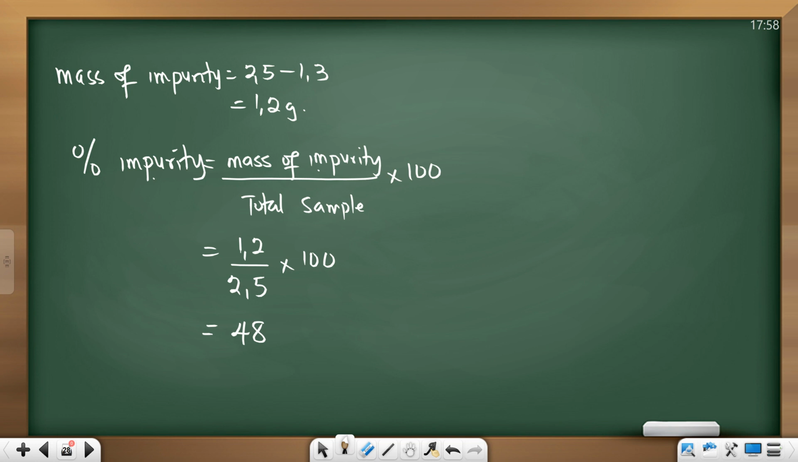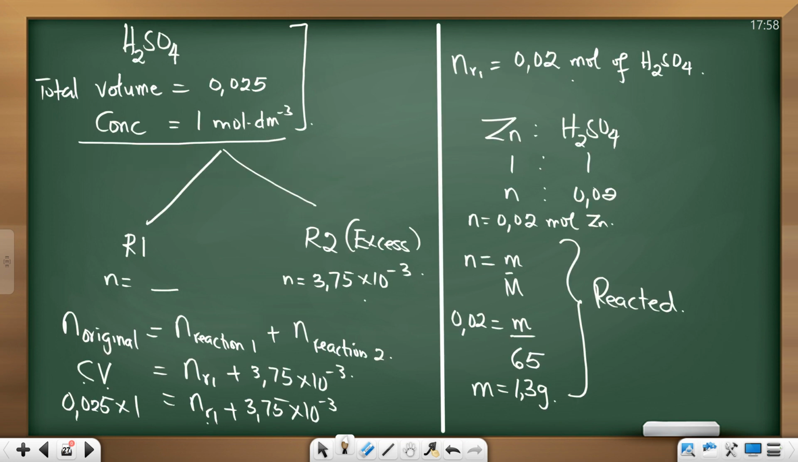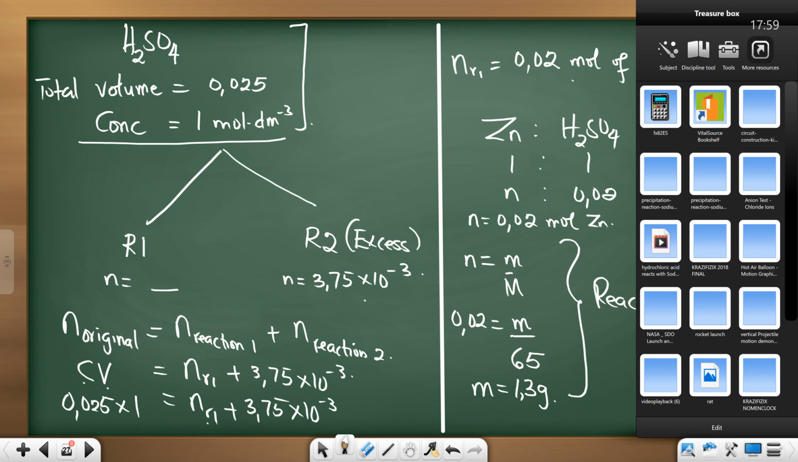48. Oh, wait. Just 48. Something is wrong somewhere. What is the percentage impurity? What is the percentage purity? Which one is pure? 1.3 over what? Give me your answer here. 50? Okay, wait, guys. Something is wrong somewhere. Let's go back here and please recheck that number of moles that reacted for me. Okay, where's my calculator? I don't trust you all. I've got trust issues.